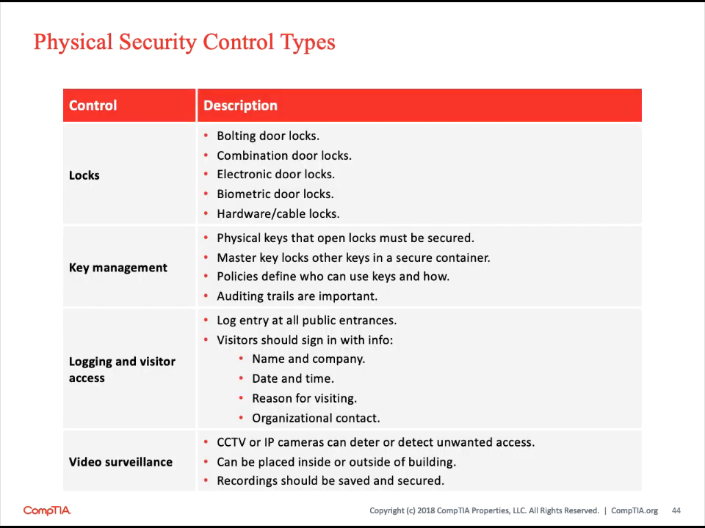Then we have different physical security control types. We should all be very much aware of these control types, because these are things that we are using in our everyday lives when it comes to things like locks, right? We have bolting locks. Bolting door locks are the traditional lock that we all have. In this case, maybe we have a non-duplicate policy for keys to access a door. That means we're making sure we're not allowed to have duplicates of this key.